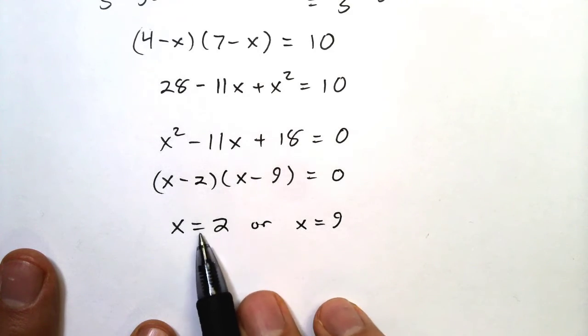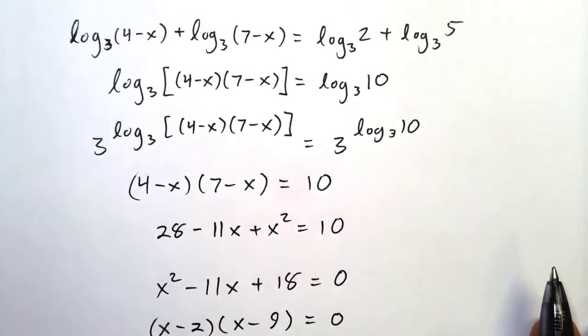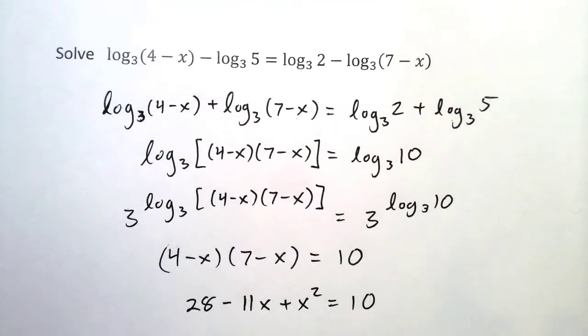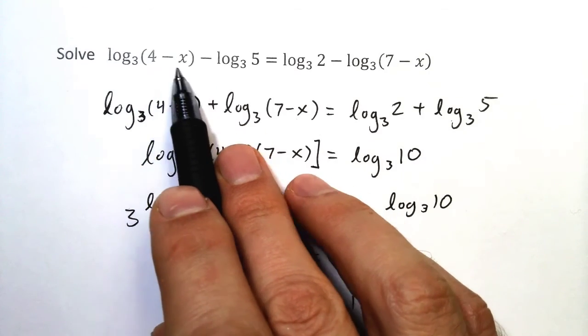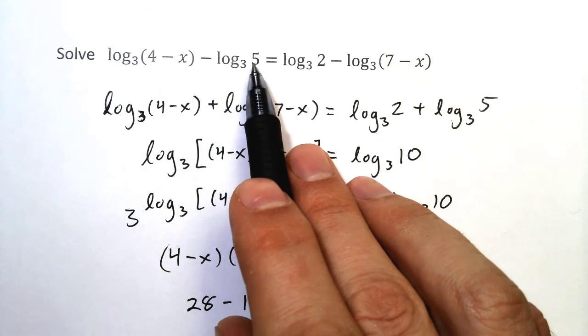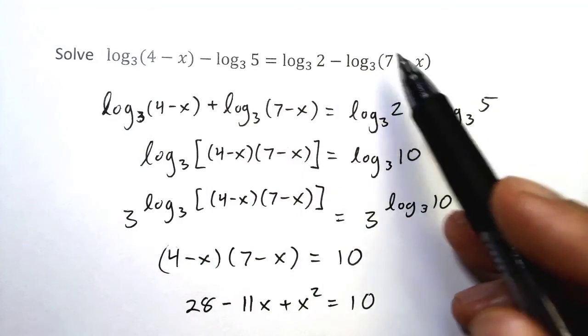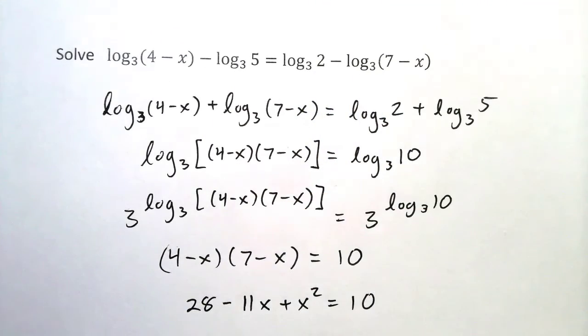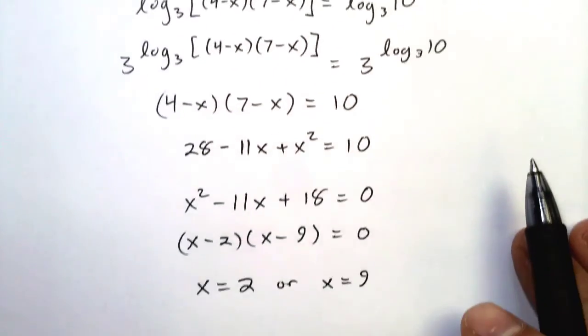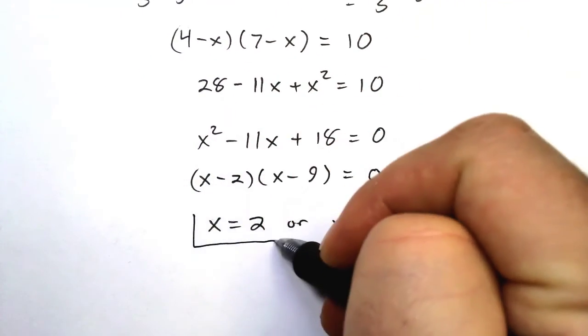So let's check the 2. If I go up to the top here, if I plug 2 in for x, I get log base 3 of 2, 4 minus 2 is 2, minus log base 3 of 5. And on the right, we get the same thing: log base 3 of 2 minus log base 3 of 5. They are equal. This is part of my solution.